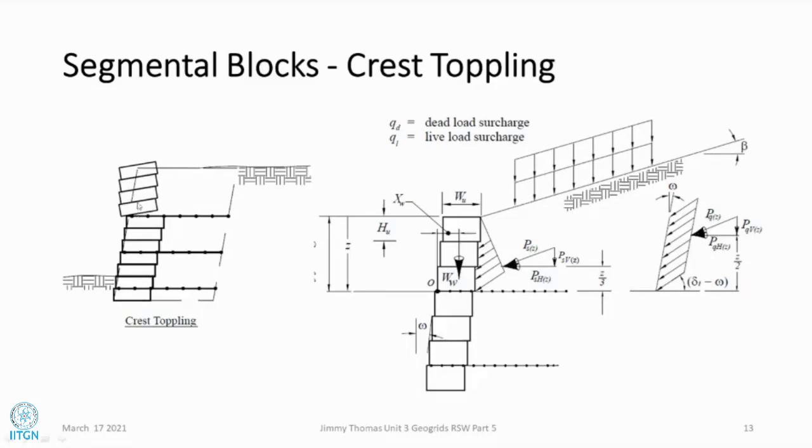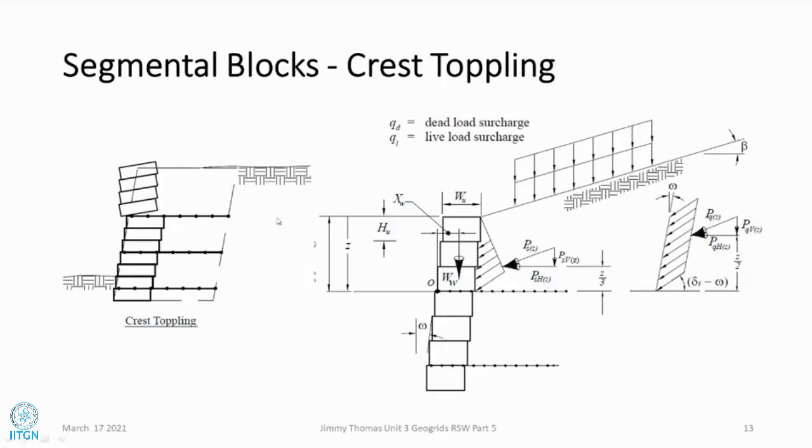Sometimes when there are blocks, especially when you have a sloping surcharge like this, the risk is much more. So this has to be analyzed. And if you go to the NCMA manual, this is taken from the NCMA manual, they have a procedure for doing this check. This can also happen in gabions.